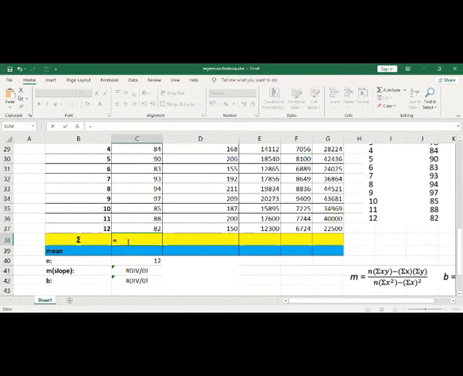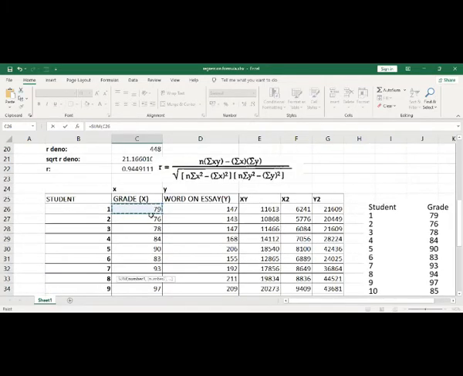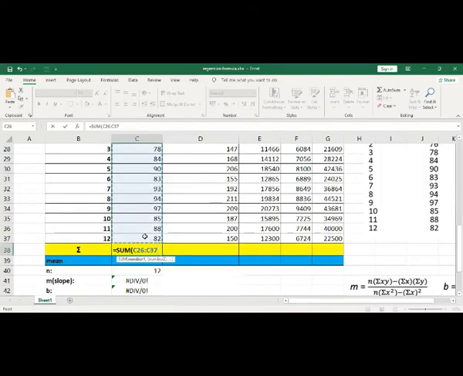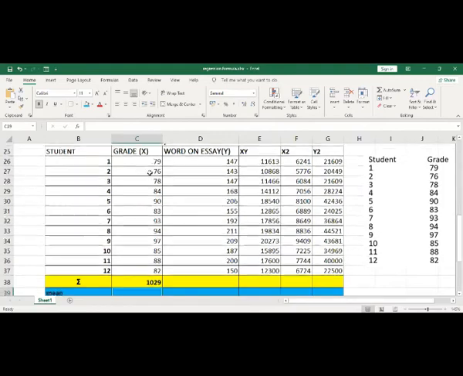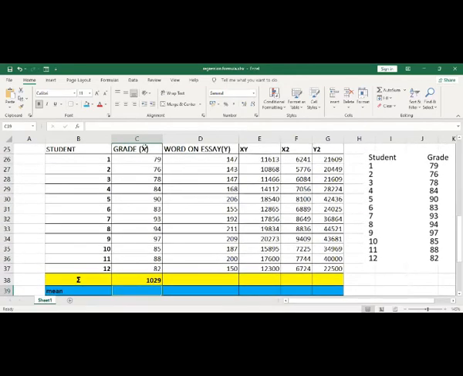So, may shortcut yan. So, equal sign, type mo sum. Then, open parenthesis, click on the first cell, then you drag it down hanggang gusto mong i-add niya. Then, close parenthesis, then enter. Yan. Nakuha na yung summation ng x. Ito na yun. Yan na yan.